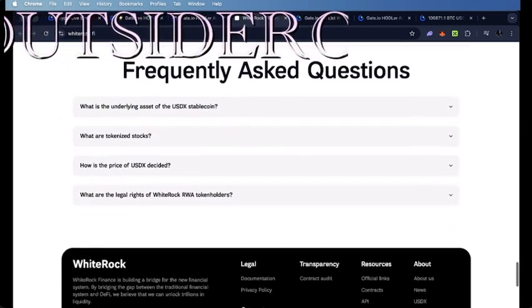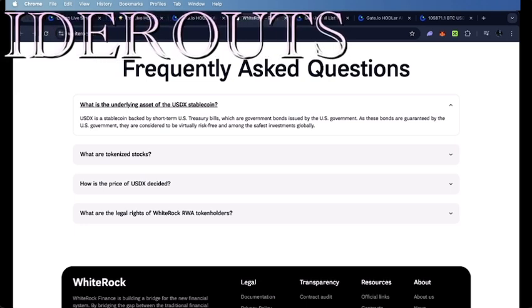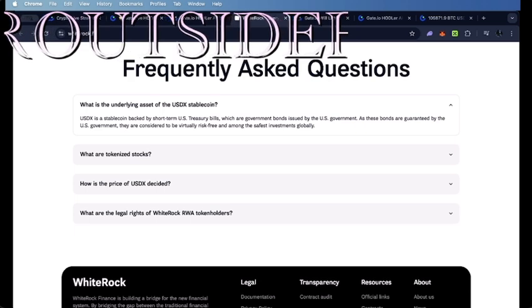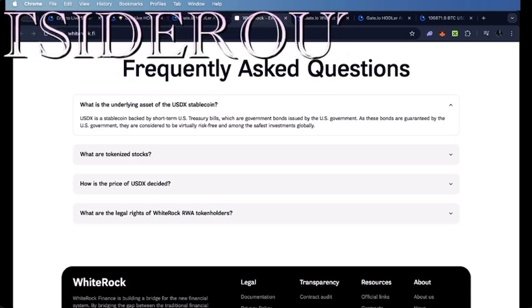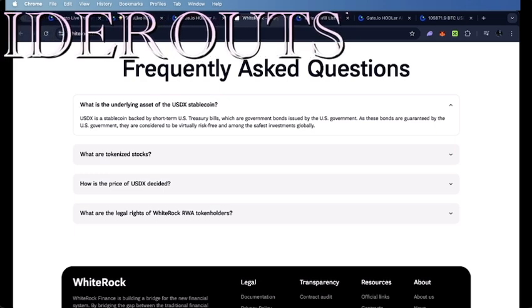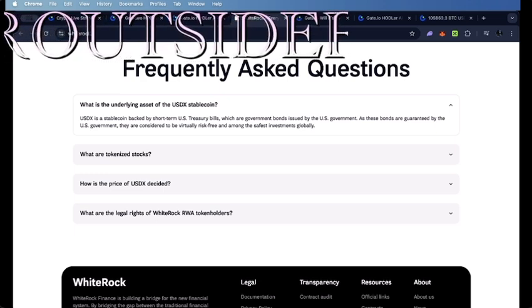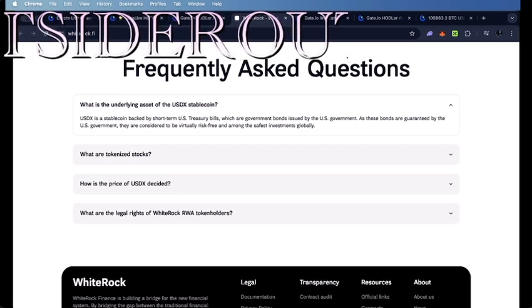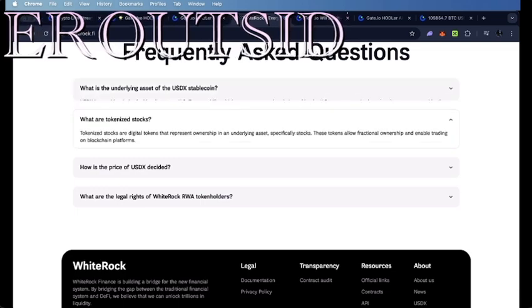Okay, let's check frequently asked questions. What are the underlying assets of the USDX stablecoin? USDX is a stablecoin backed by short-term United States Treasury bills, which are government bonds issued by the United States government. As these bonds are guaranteed by the United States government, they are considered virtually risk-free and amongst the safest investments globally.